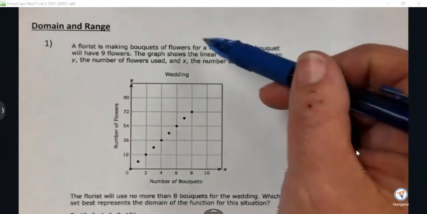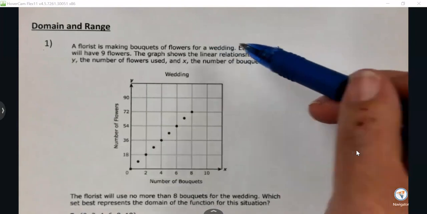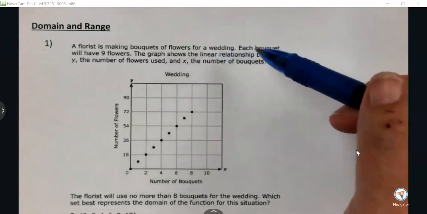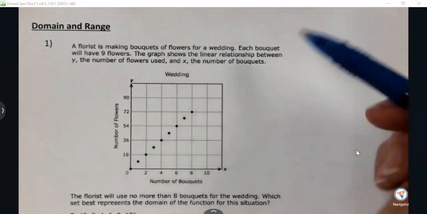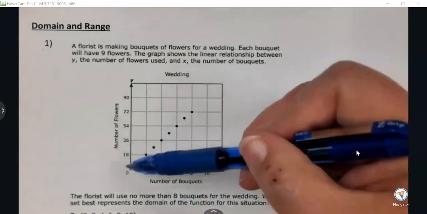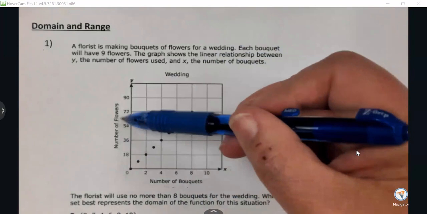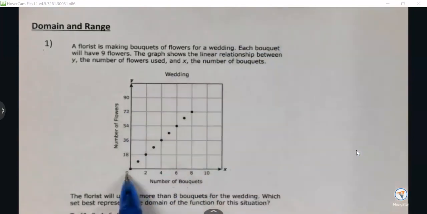A florist is making bouquets of flowers for a wedding. Each bouquet will have 9 flowers. The graph shows the linear relationship between Y, the number of flowers used, and X, the number of bouquets. So if you notice here, the X-axis represents the number of bouquets. The Y-axis represents the number of flowers needed. Okay, so that makes sense.